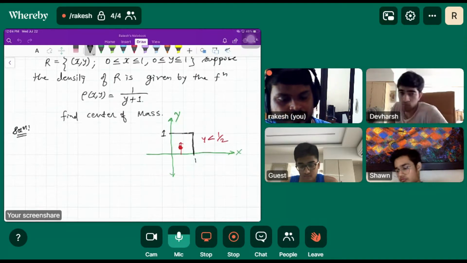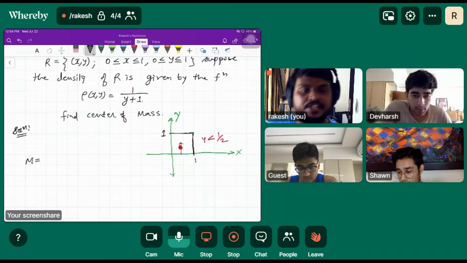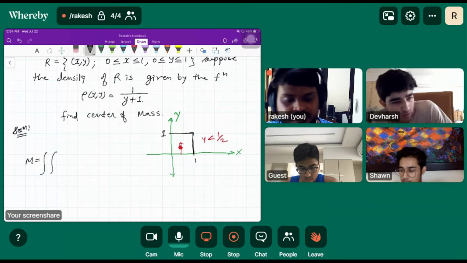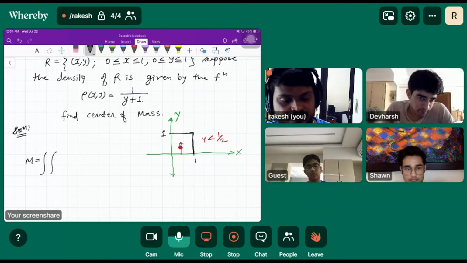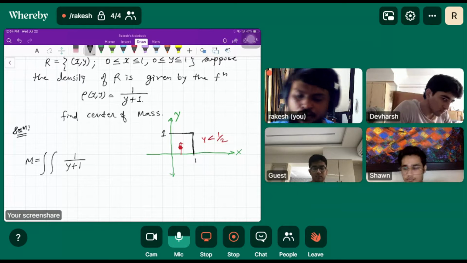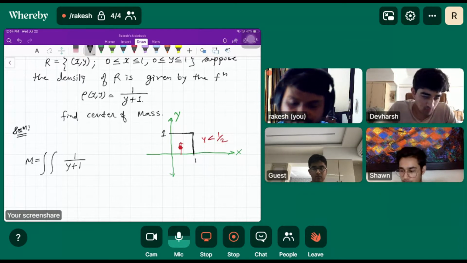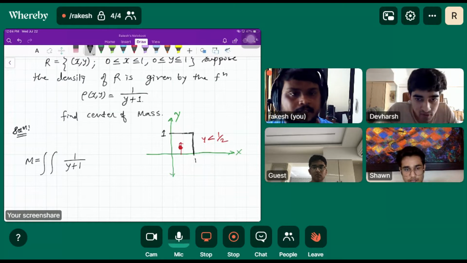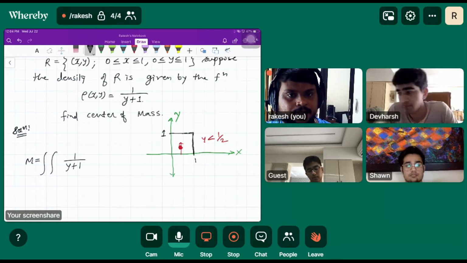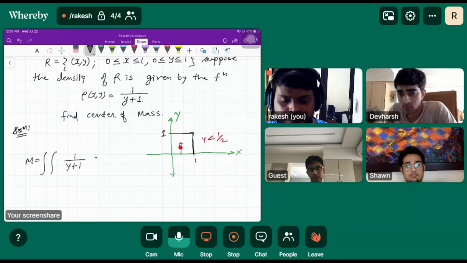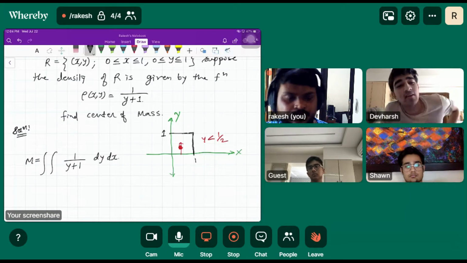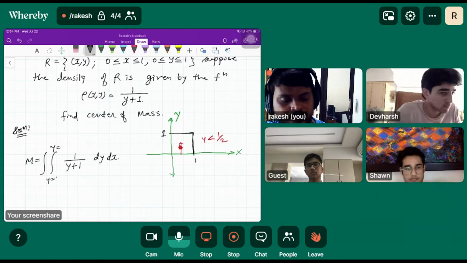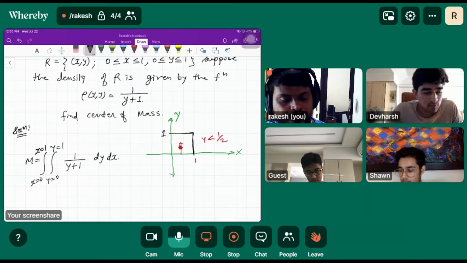So what is the mass of this in terms of a double integral? It's simply the double integration over the given region, and the mass density function is 1 over y plus 1. Now which order would you like to take here, dy or dx first? Take any order, that doesn't matter. So y is equal to 0 to 1, x is equal to 0 to 1, right?